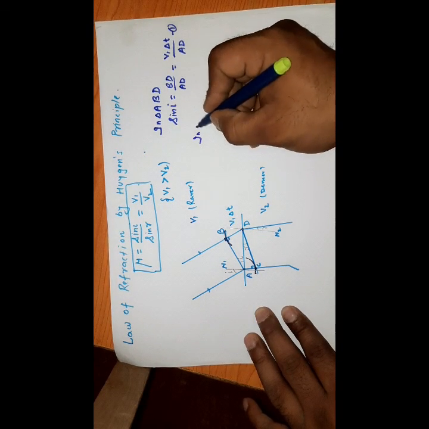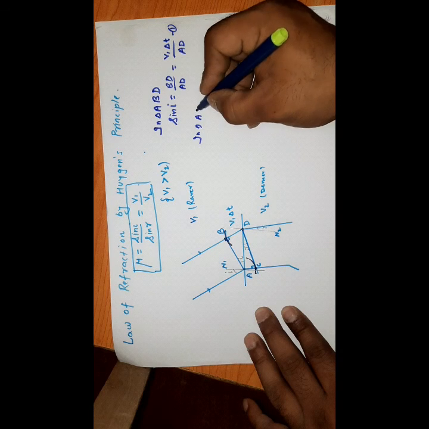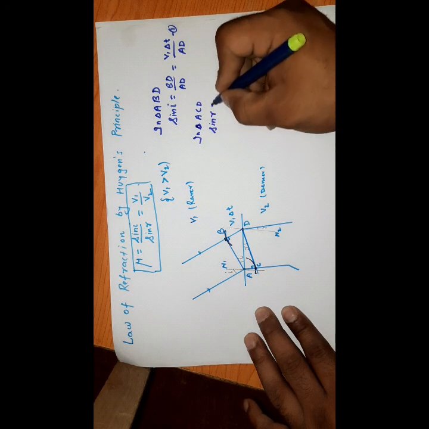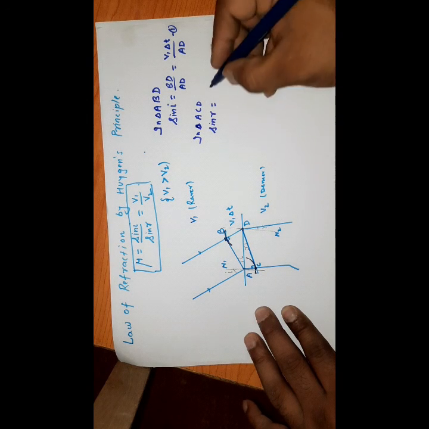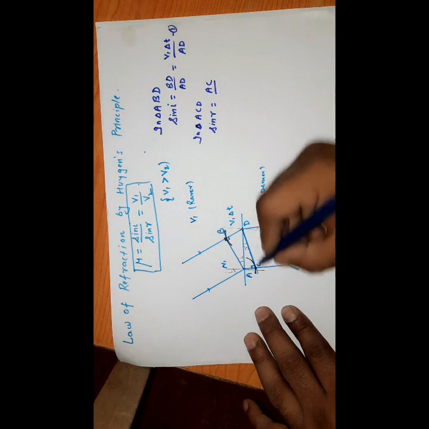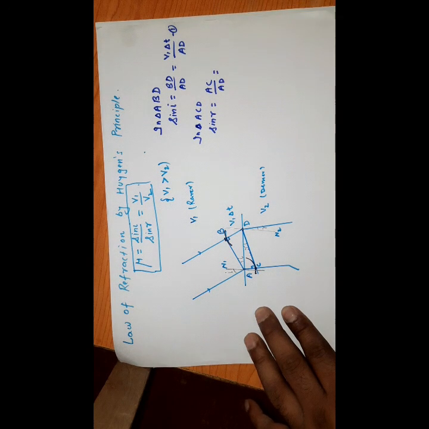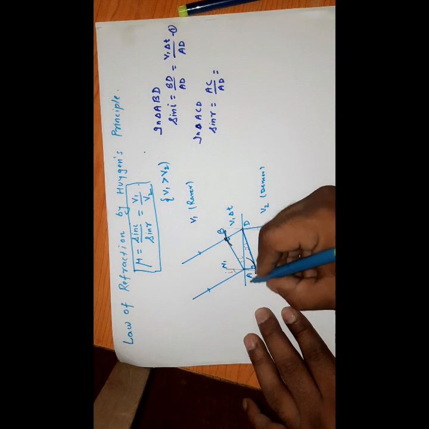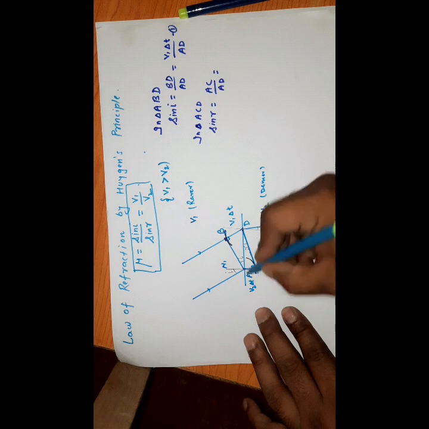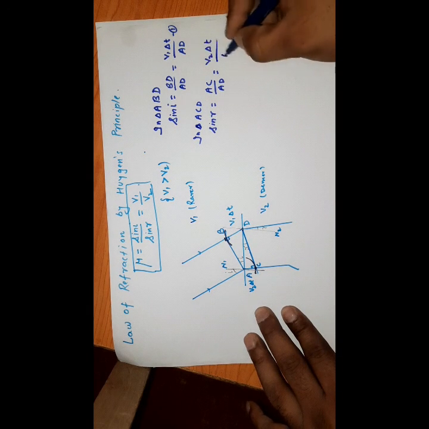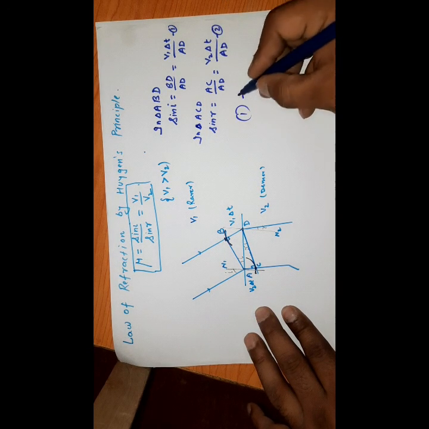Now the other triangle is ACD. I will write the sine of angle R, and this is AC upon AD. And what is AC? Here the velocity is V2, so the distance is V2 into delta t. So sine R will be V2 delta t upon AD. This is the second equation. We will divide equation 1 by 2.